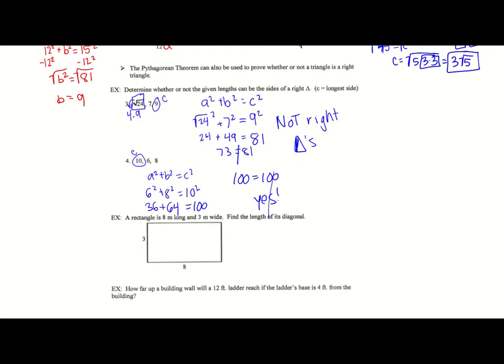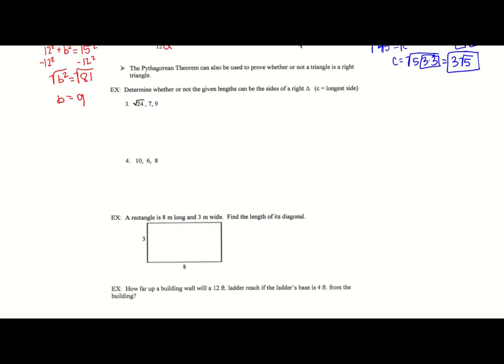So that says yes, these are right triangles. Okay, we got another example down here next. This question says a rectangle is 8 meters long and 3 meters wide. Find the length of its diagonal. So let's draw in its diagonal.